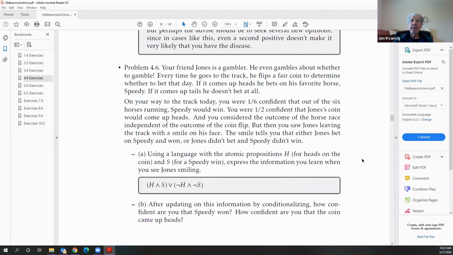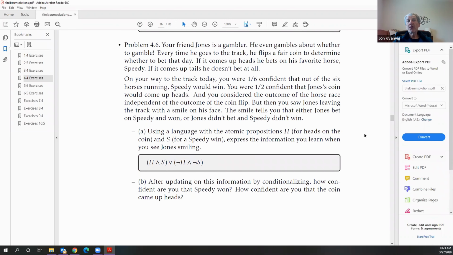Okay, 4.6, well, a bit more number crunching here, but a little bit of logical analysis needed to set up the case. So your friend Jones is a gambler. He even gambles about whether to gamble. Every time he goes to the track, he flips a fair coin to determine whether to bet that day. If it comes up heads, he bets on his favorite horse, Speedy. If it comes up tails, he doesn't bet.